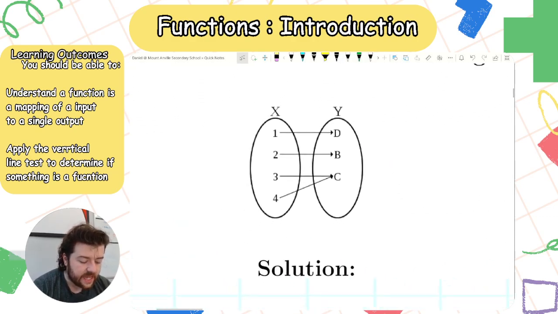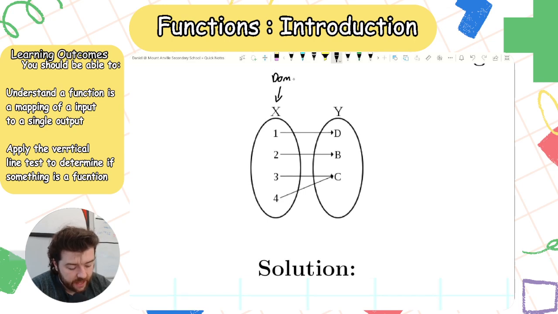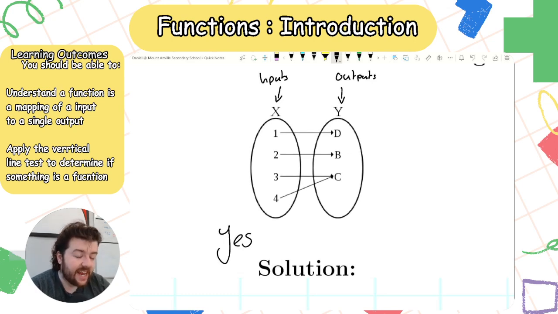So let's look at some mapping diagrams and determine if they're functions or not. Here's my inputs, my domain, which we're going to go over in the next video, and these are my outputs. So let's see what's happening here. 1 goes to D, fair enough. 2 goes to B, 3 goes to C, 4 goes to C. Is this considered a function? Yes, it is a function.